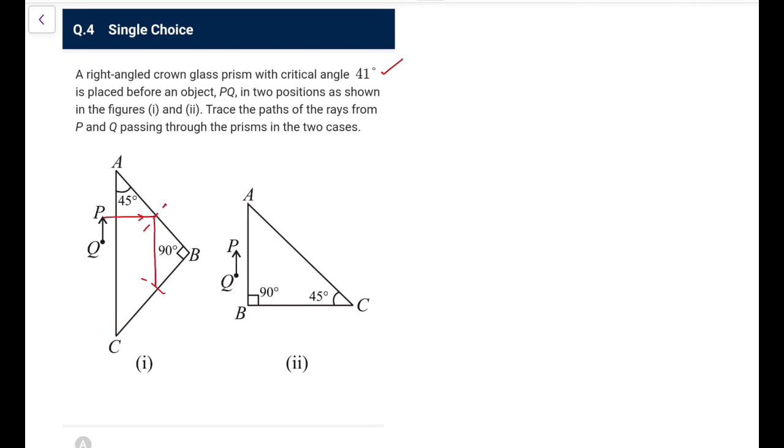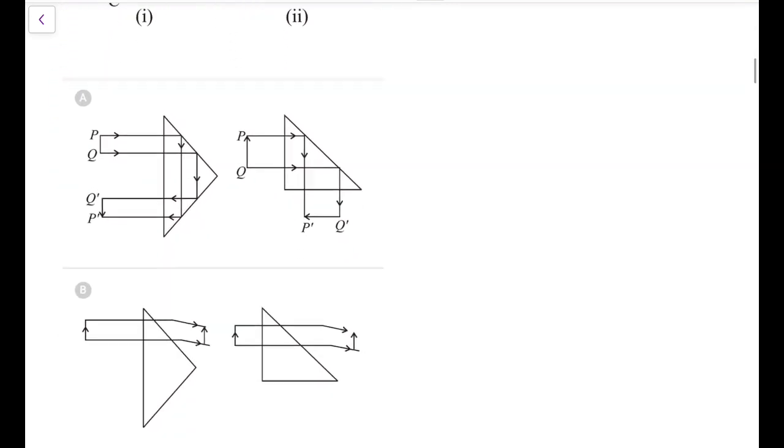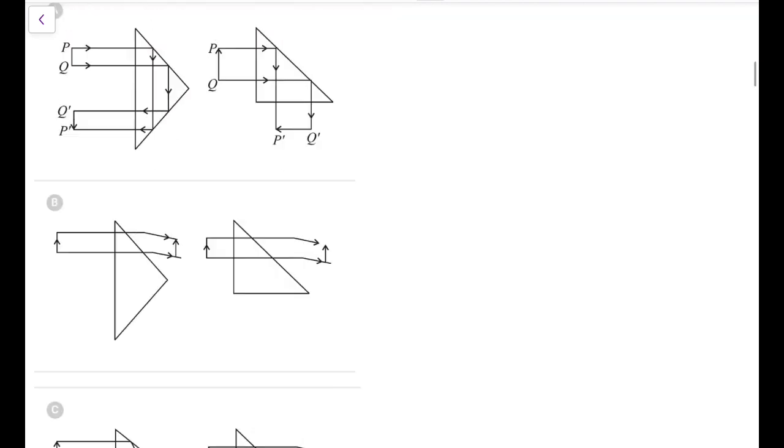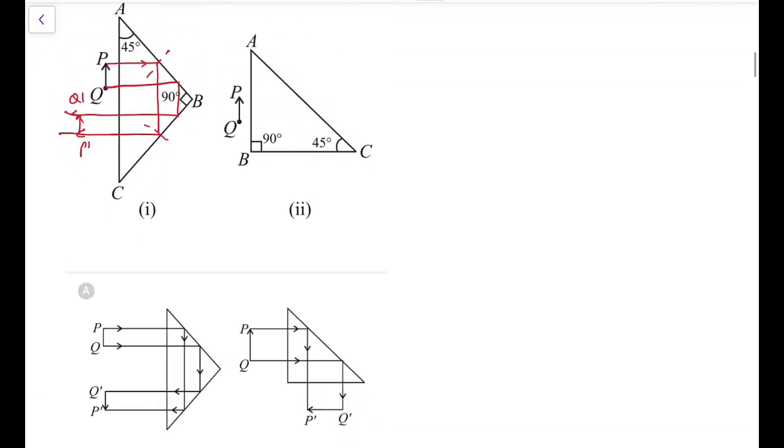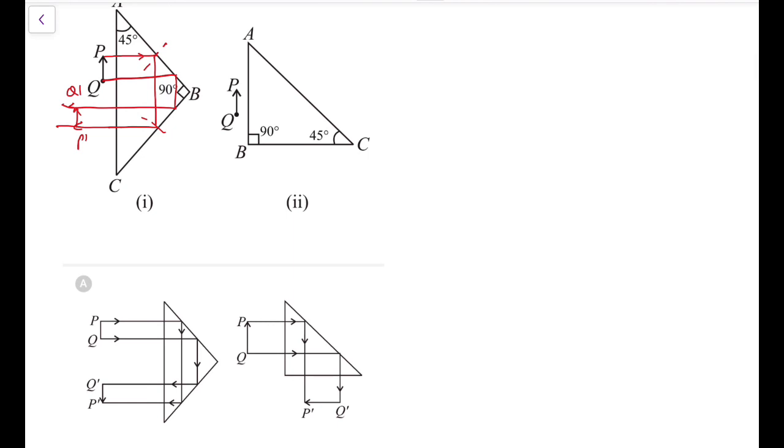This angle again would be 45, so it would again be TIR. So the path would be something like this, and it would be P dash, Q dash, something like that. Going by the options, I think from the first one only A is correct. For the second one, it is basically a U-turn, and here it will go like this, again TIR, and go like this.